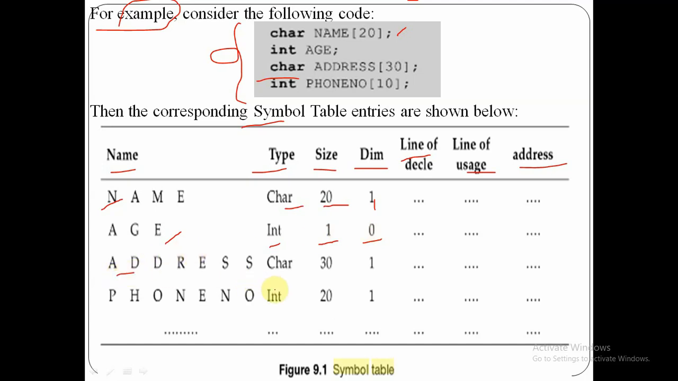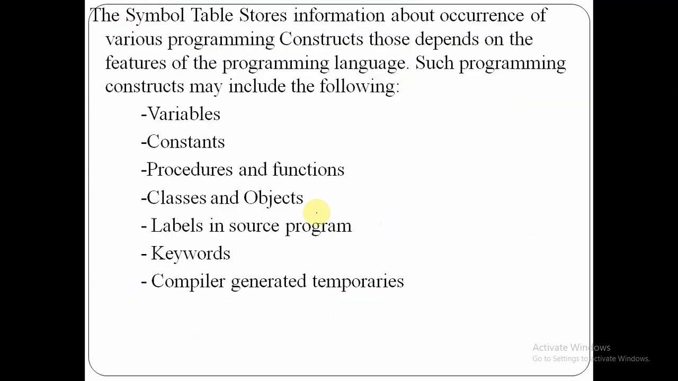Next address, size is 30 elements of character type. Next, one dimensional array. Last one, phone number is 20 elements of integer type. So like this it stores symbol table information.